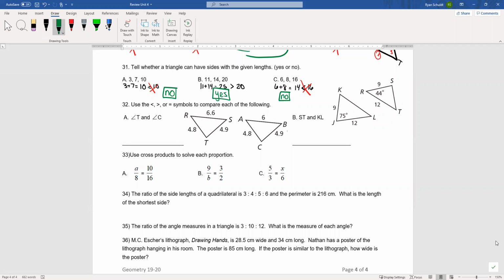Okay, 32, we have to compare some sides here, or some angles. So first they want us to compare angle T with angle C. So let's look across from those angles. Which one is bigger, 6.6 or 6? 6.6 is bigger. So that means the measure of angle T is greater than the measure of angle C.